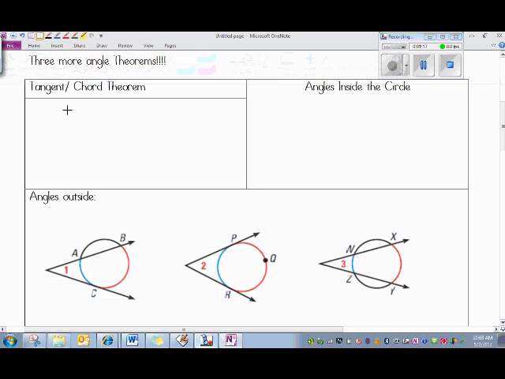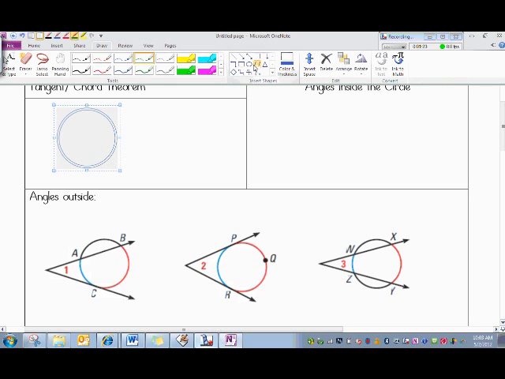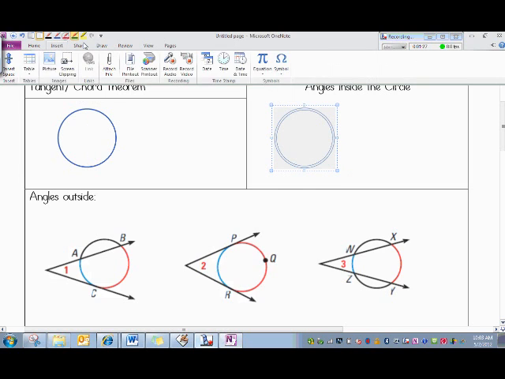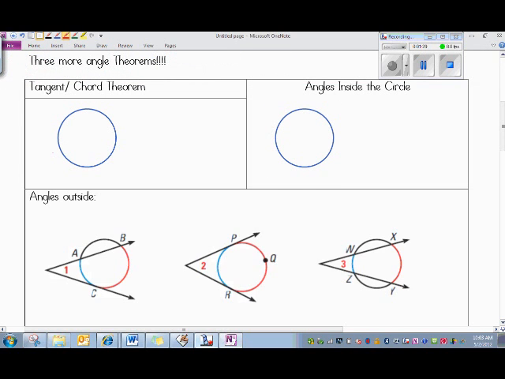If you have yourself a circle, draw a circle, and might as well draw a circle in the other one too while we're at it. So you've got two circles. Let's do the tangent chord theorem. For this theorem, you're going to need to draw a tangent. All a tangent is, is a line that intersects the circle at exactly one point. And then let's just draw in a chord here. I'll call my chord AB.